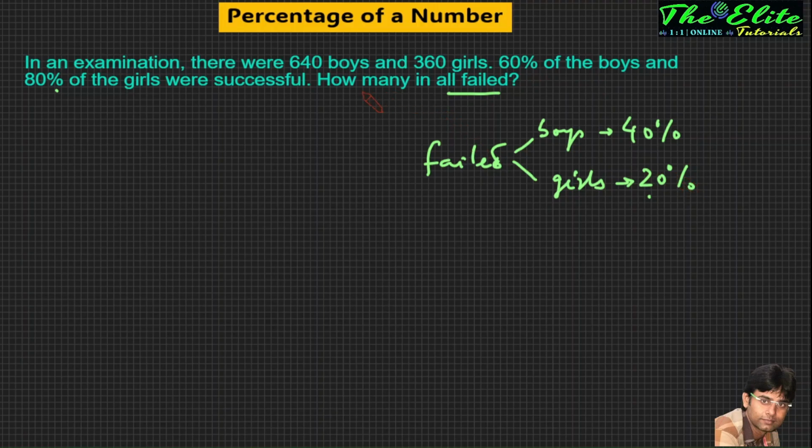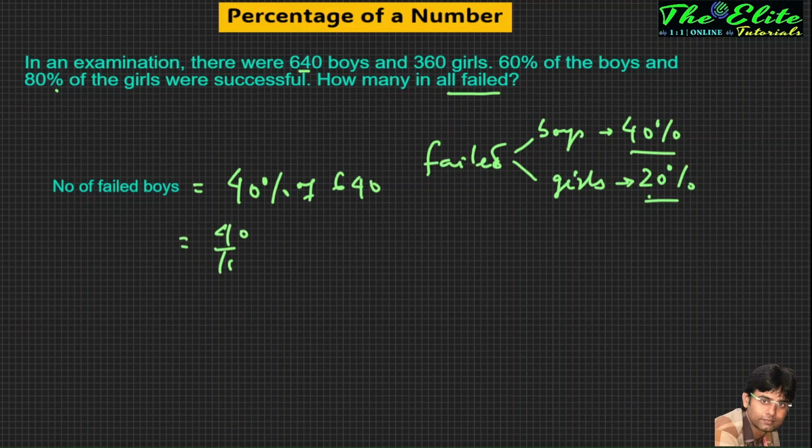Okay. Now, if you have to find out how many in all failed, from here onwards we can move further. The number of failed boys will be how much? Yes, it will be 40% of the total number of boys. The total number of boys is how much? 640, isn't it? So you have to calculate 40 upon 100 multiplied by 640. And now you can see what you are going to get.